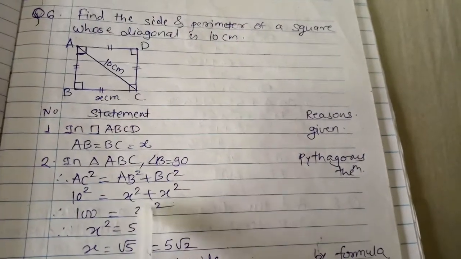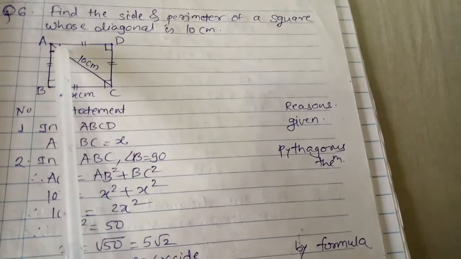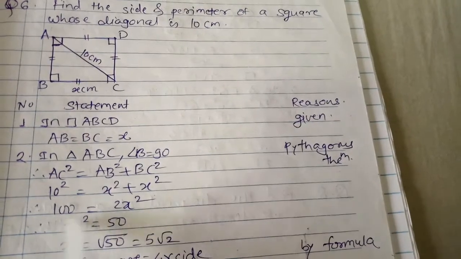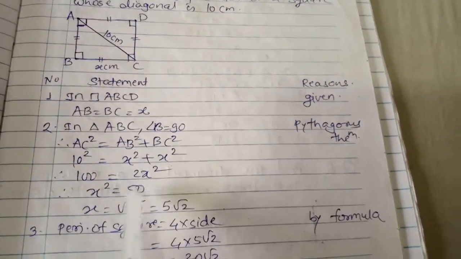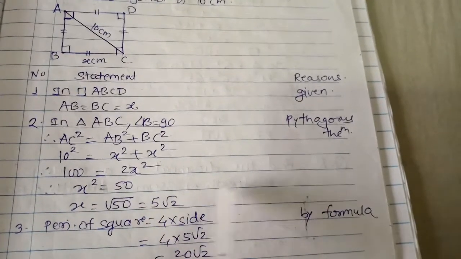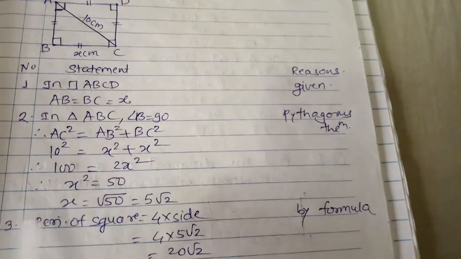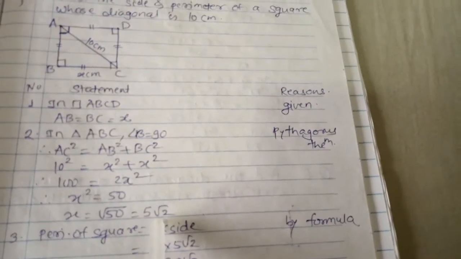So 10 square is equal to AB is X square, because we consider both the sides are the same, and BC is also X square. So we get 2X square is equal to 100 and X square is equal to 50. Taking square root of both sides we get X is equal to root 50, that is 5 root 2. So we get the side of the square, that is 5 root 2.